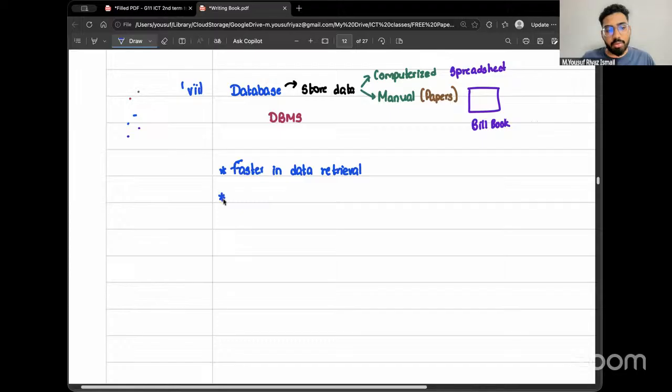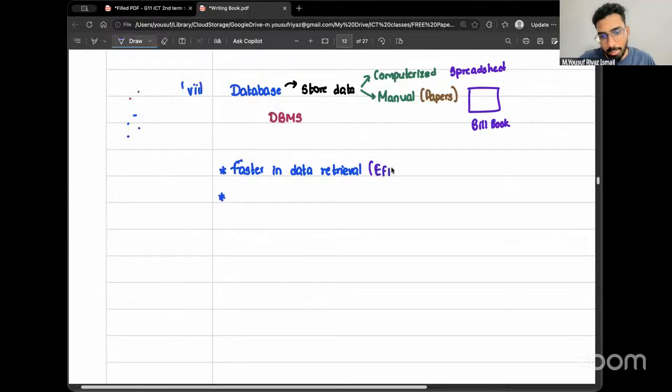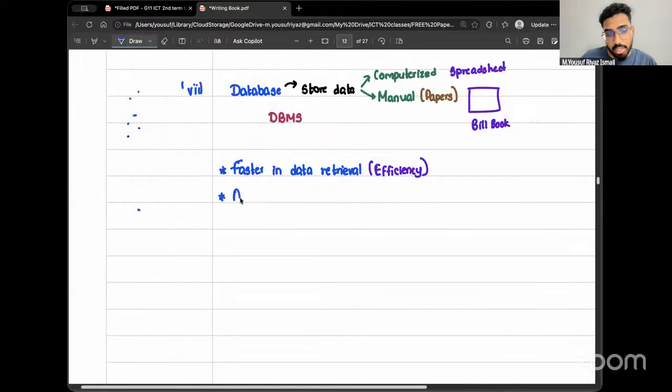Another thing is in terms of accuracy in data. One is efficiency in data retrieval. One is accuracy in data retrieval. So when I say fast in data retrieval, I'm talking about the efficiency. Efficiency is talking about the time taken and energy required. Okay. Apart from that, in terms of accuracy, you can say accuracy in data retrieval as well.